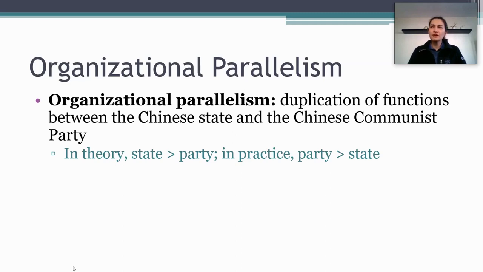In other words, for most things that the state does, the Communist Party also has a similar organization, and often the function of that organization on the party side is to direct or control or limit or constrain what that state institution does. So, in theory, on paper, depending which chunks of China's state constitution you read, the state is more powerful than the party. But in practice, the party is pretty much always more powerful than the state.